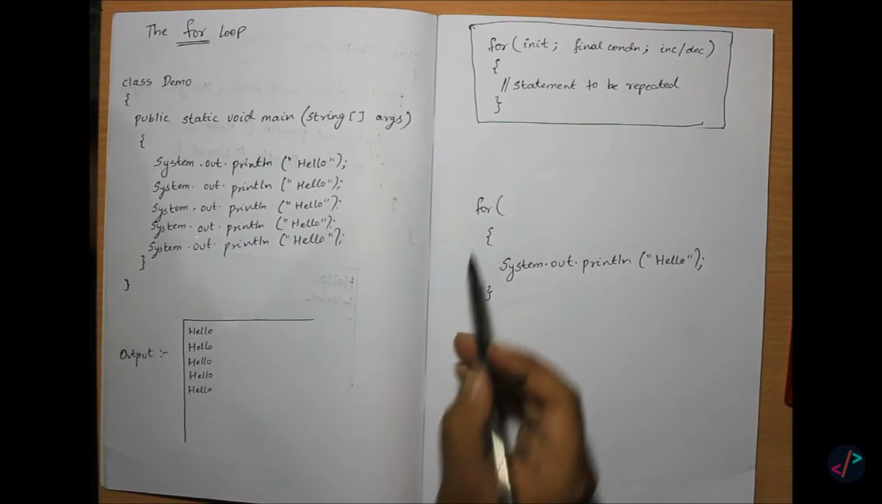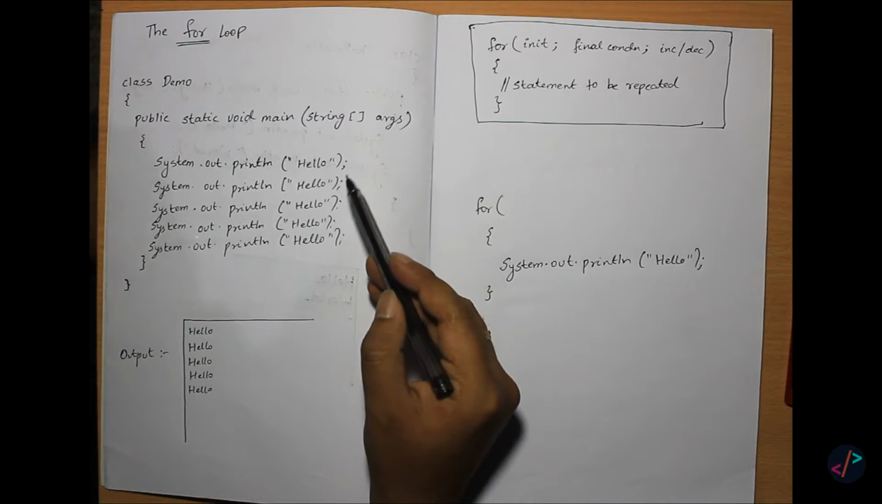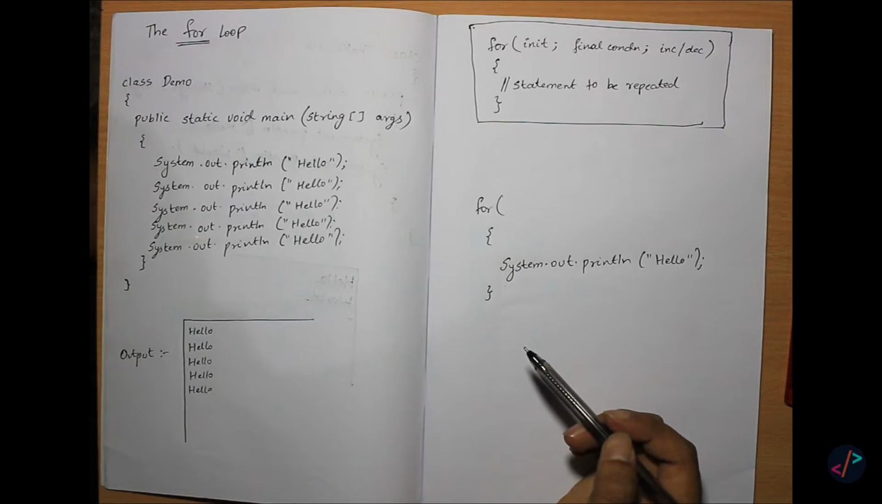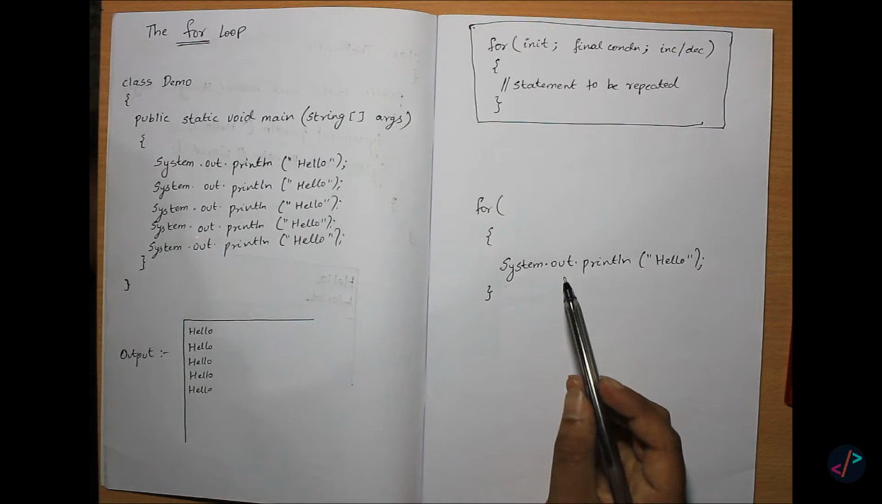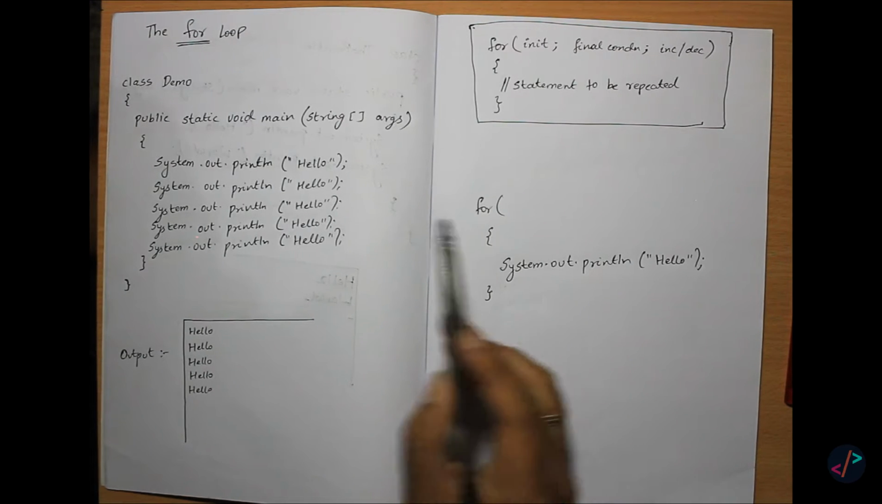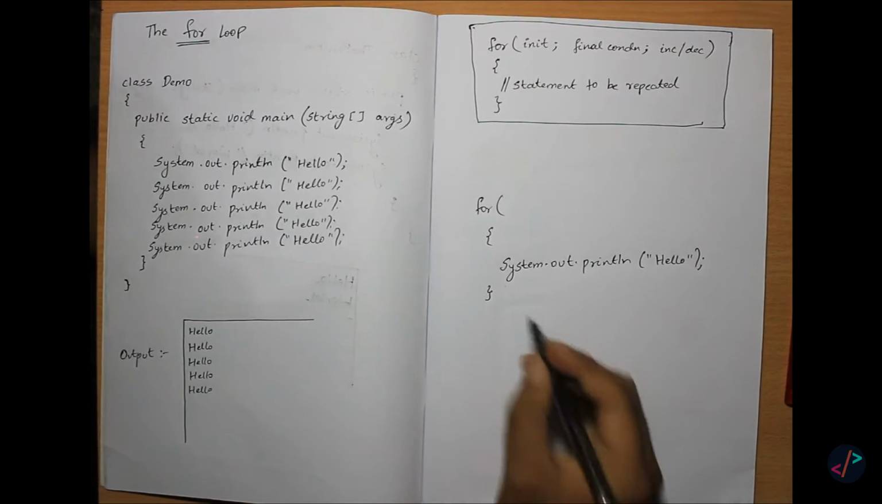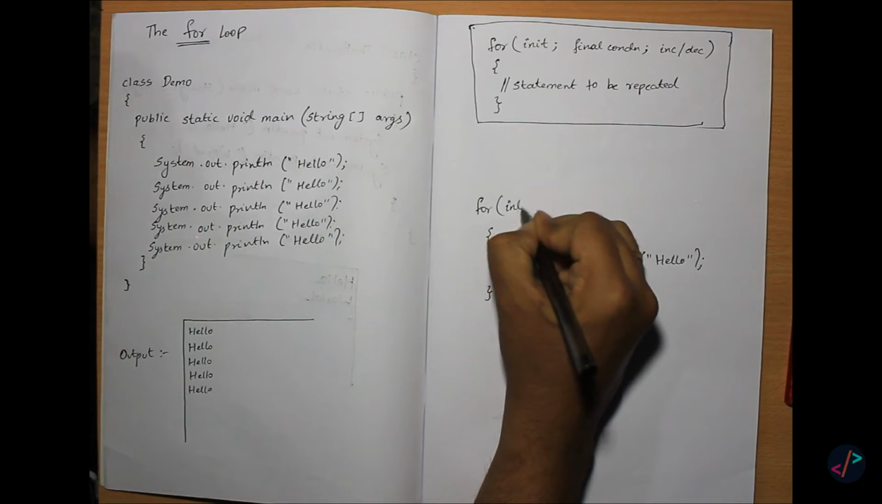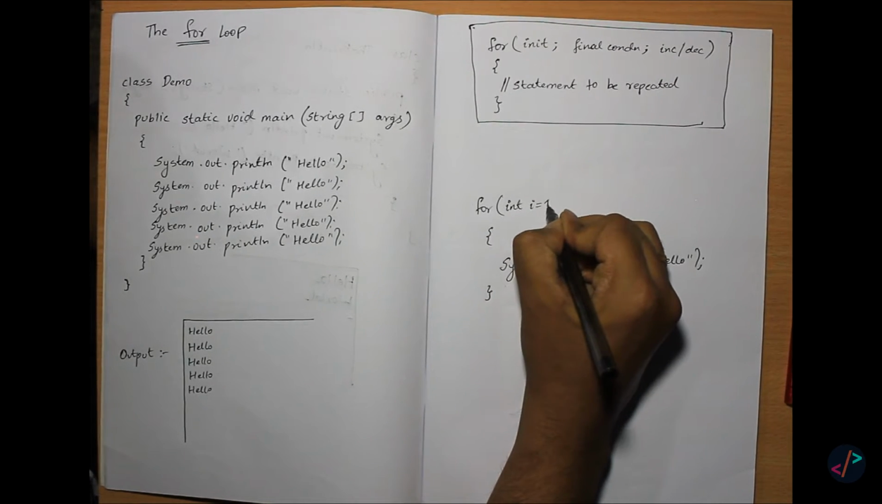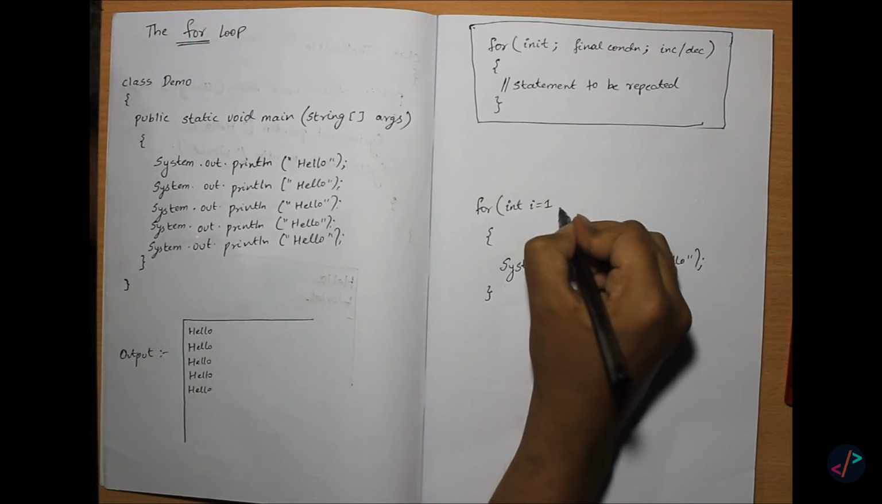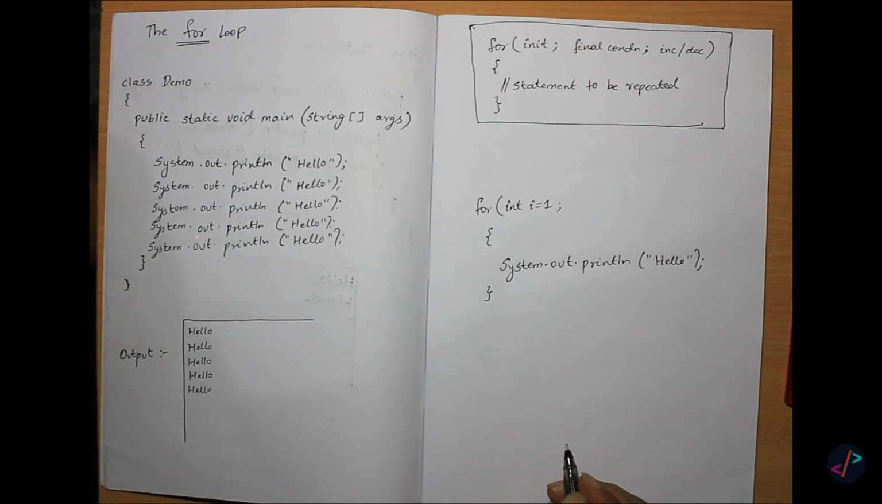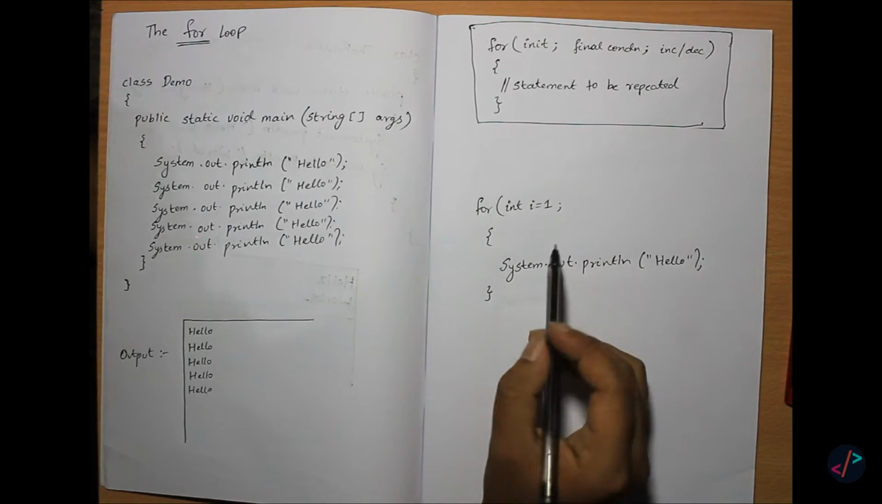For this for loop, how many times do I have to execute? It is 5 times. So that is where the initial condition will come into place. So I now have to start from 1 and go to 5. So I will now tell int i is equal to 1. This is my initial condition. I'm telling int i equals 1, which means begin from 1.